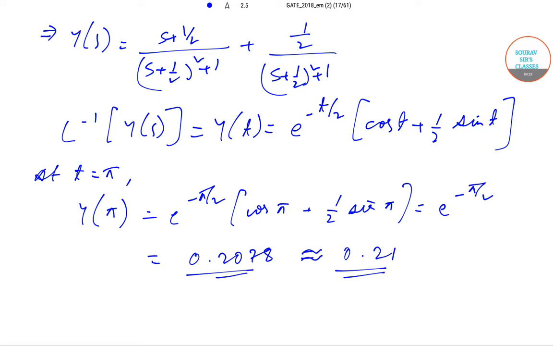So as you can see, we have solved question number 8 today from the engineering mathematics portion of EC GATE exam paper of year 2018.